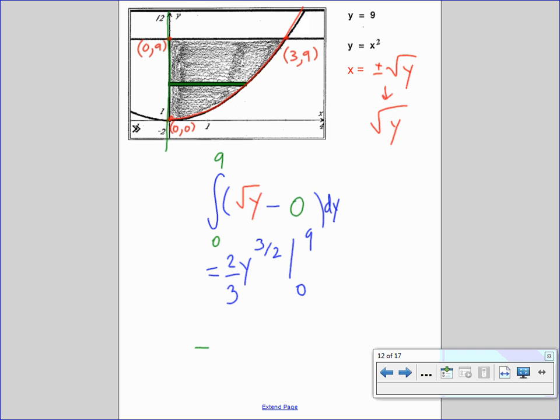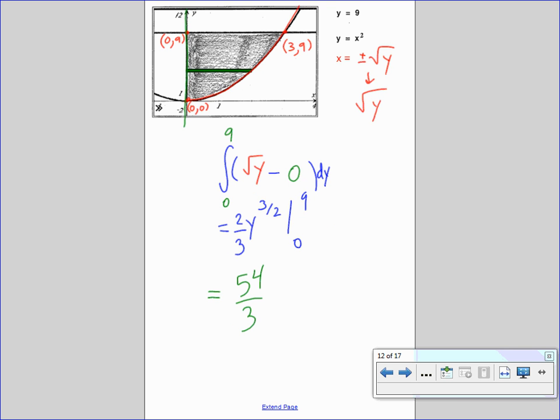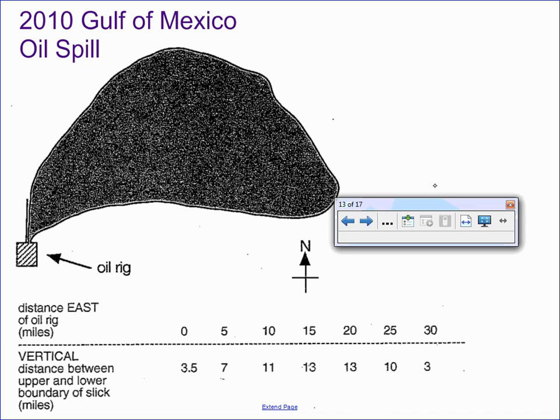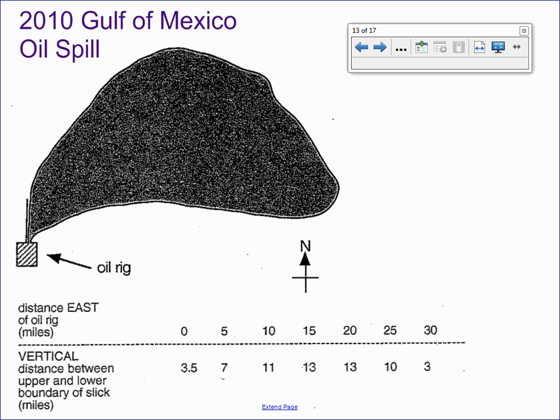So it looks like we get 9 in for y to the 3/2. It's interpreted as the square root of 9 is 3, then cubed is 27. 27 times 2 is 54, and then 54 divided by 3, it looks like I'm getting 18 again. So either way, whether integrating with respect to x or with respect to y, we still produce 18. That's pretty neat. Okay. Let's go ahead and take a look at an application of definite integrals now.